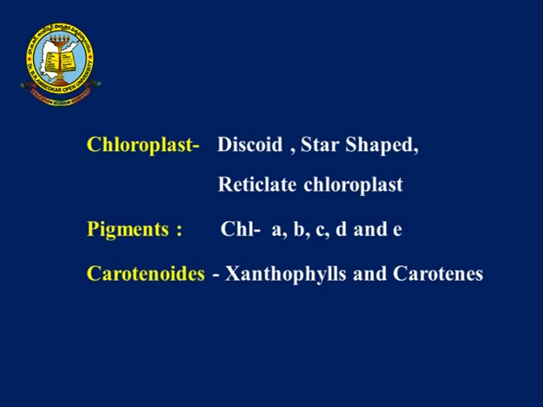Whether it is algae, bryophyte or higher plants, chlorophyll A is present in all of them. Chlorophyll B is present only in Chlorophyceae members, and chlorophyll C is present in Xanthophyceae and Phaeophyceae apart from chlorophyll A. Chlorophyll D is present in Rhodophyceae members, and chlorophyll E is present in Xanthophyceae members. And the carotenoids are xanthophylls and carotenes.